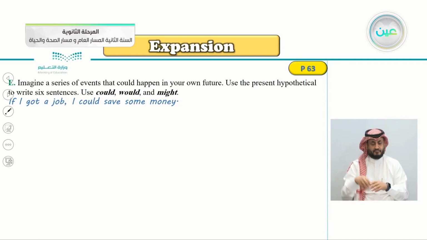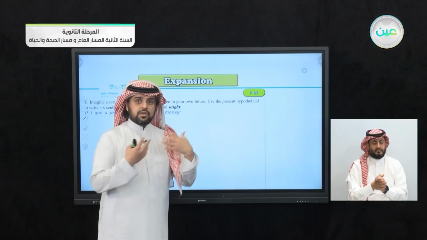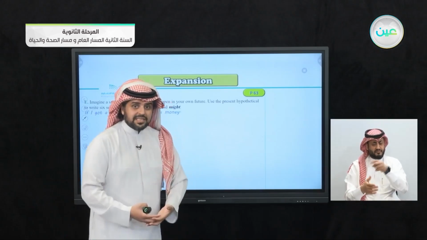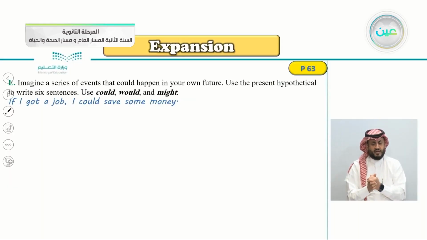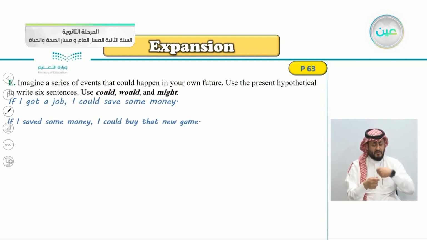Exercise E, imagine a series of events that could happen in your own future. Use present hypothetical to write 6 sentences. Use could, would, and might. So this one to talk about your own future using the present hypothetical. Of course, use could, would, and might. If I got a job, I could save money. For example, if I saved some money, I could buy that new game.